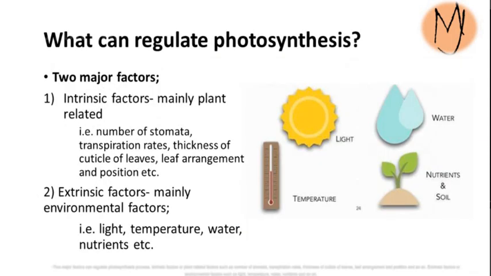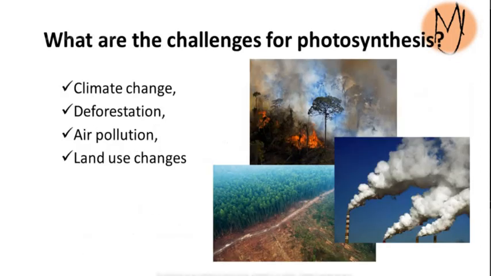Two major factors can regulate photosynthesis process. Intrinsic factors or plant-related factors such as number of stomata, transpiration rates, thickness of cuticle of leaves, leaf arrangement and position, and so on. Extrinsic factors or environmental factors such as light, temperature, water, nutrients, and so on. Photosynthesis can be challenged by climate change, deforestation, air pollution, changes in land use, and so on.